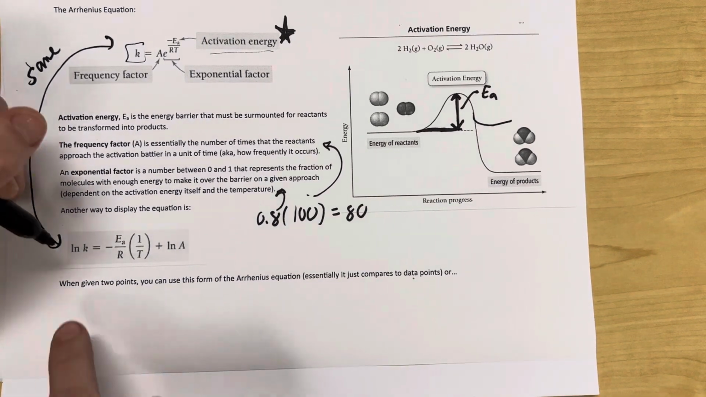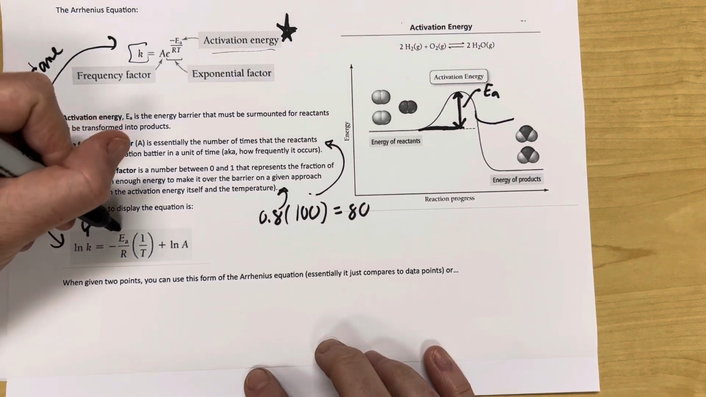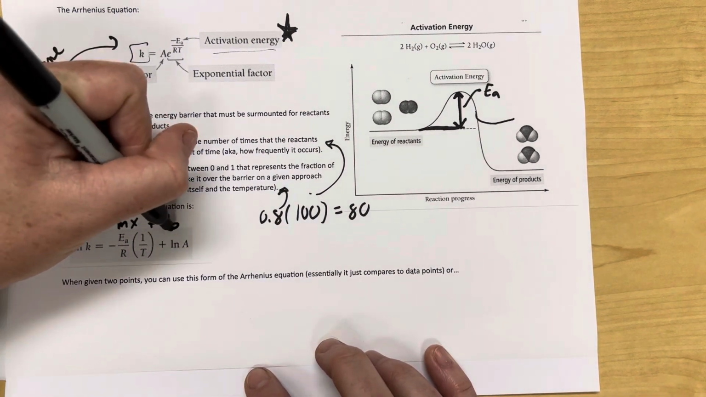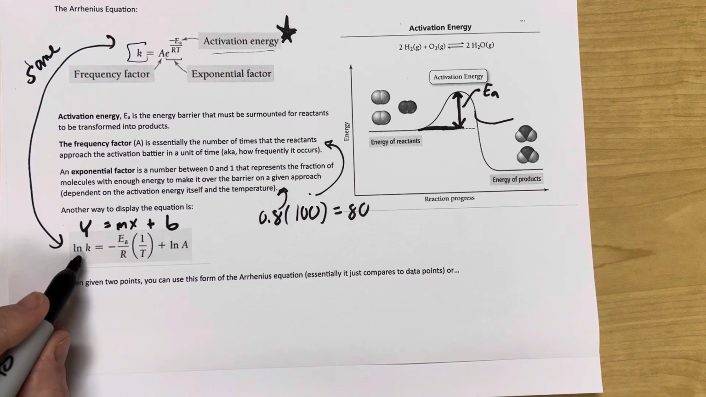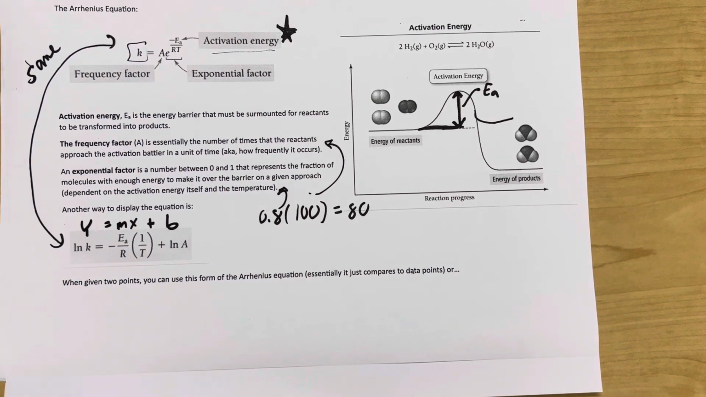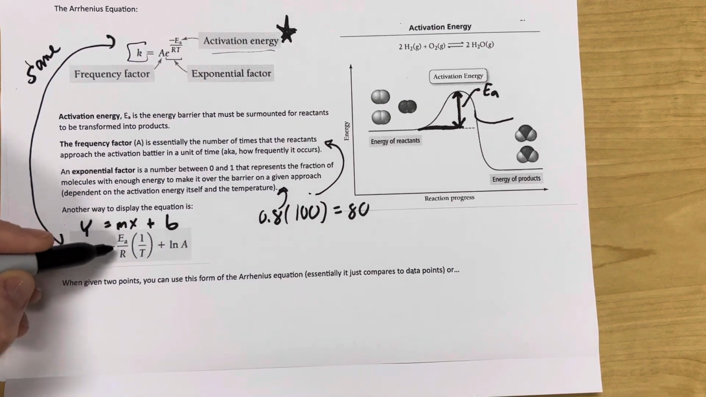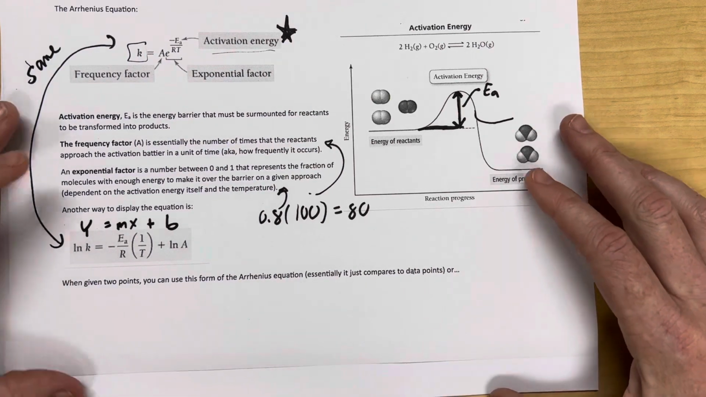Hey, wait a second, I got something equals something times something plus something. That looks like a y equals mx plus b to me if I've ever seen one. I don't know about you, but it does. So you could plot the ln of k on the y-axis versus 1 over temperature, and this is what Arrhenius did. And by doing that, you get a slope that has the activation energy. And I think that is so cool.